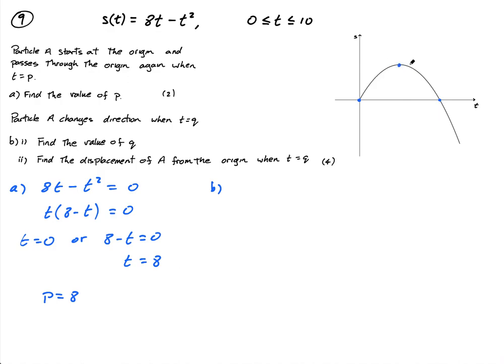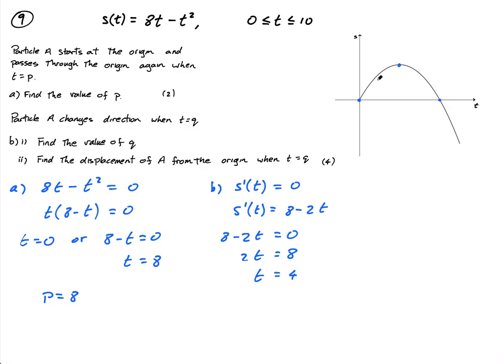So I need to find the coordinates of the maximum. Now there's a number of ways to do this. I could just do the minus b over 2a formula, or I could just find the derivative. I prefer the derivative. Let's find where the first derivative, s dash of t, is equal to 0. S dash of t is equal to 8 minus 2t. That's the derivative of this. Bring down the power. 8 minus 2t equals 0, 2t equals 8, t is equal to 4.